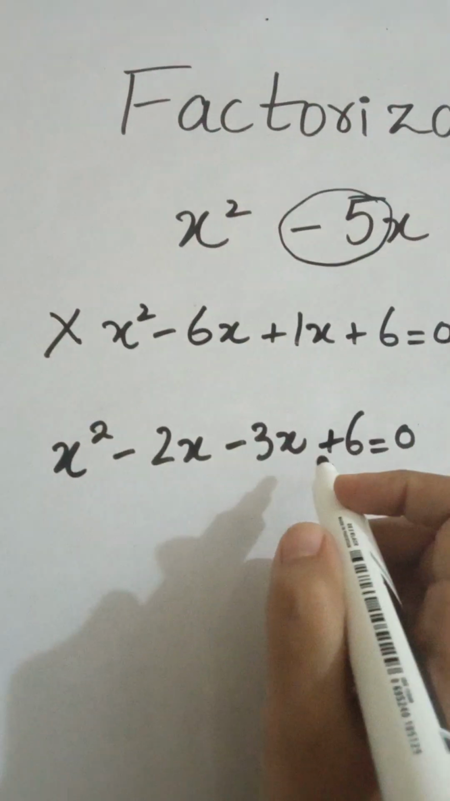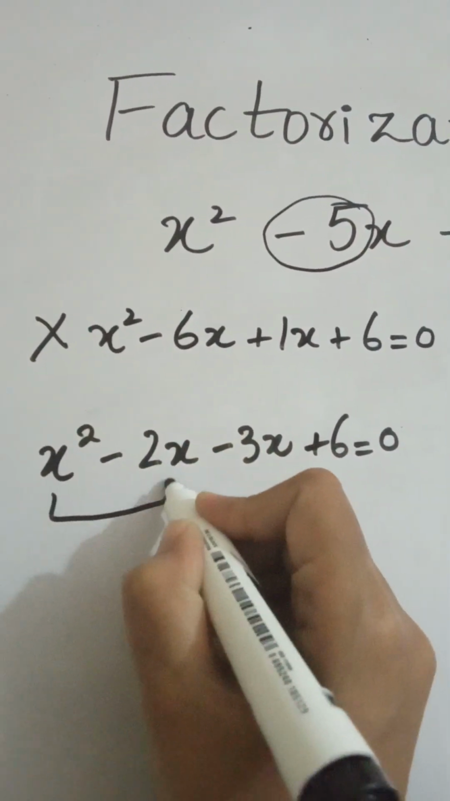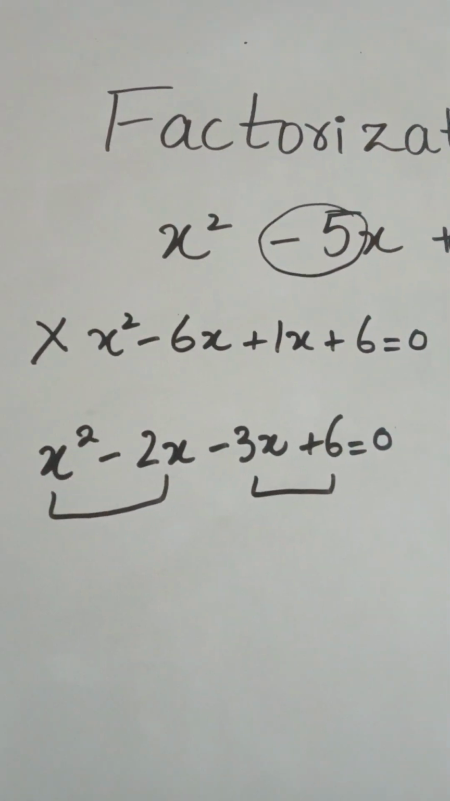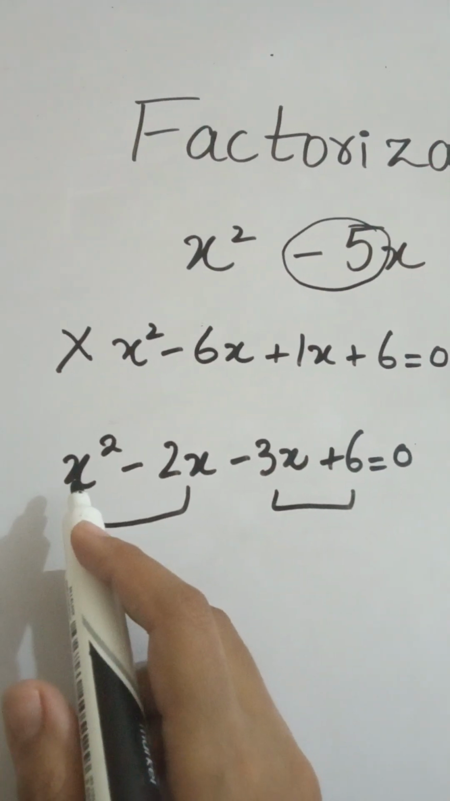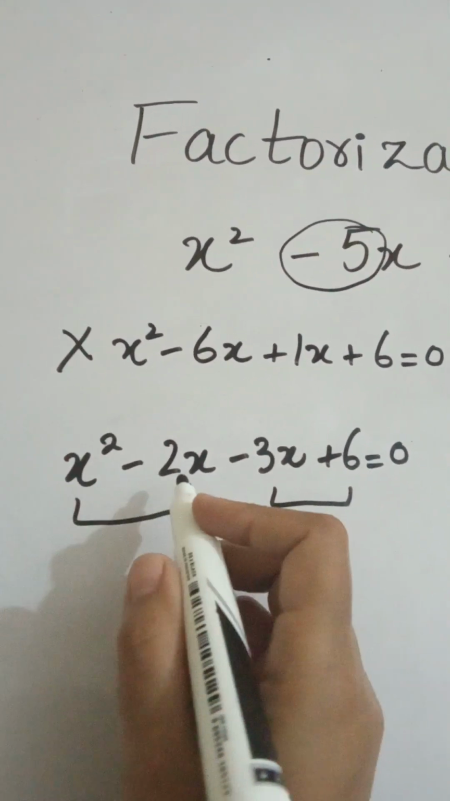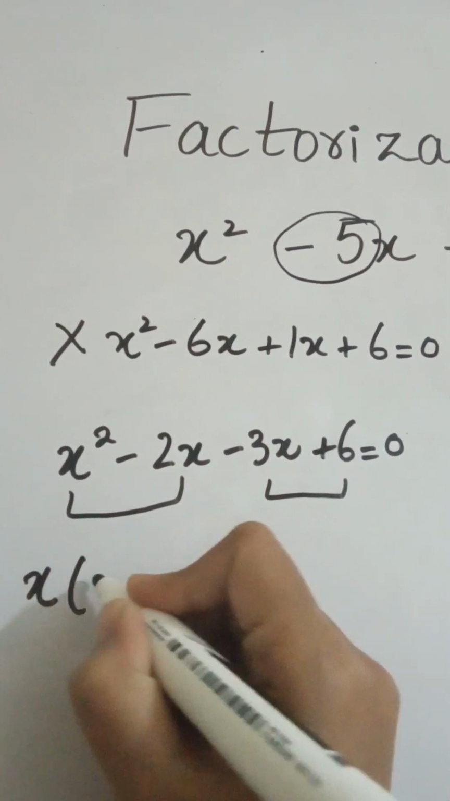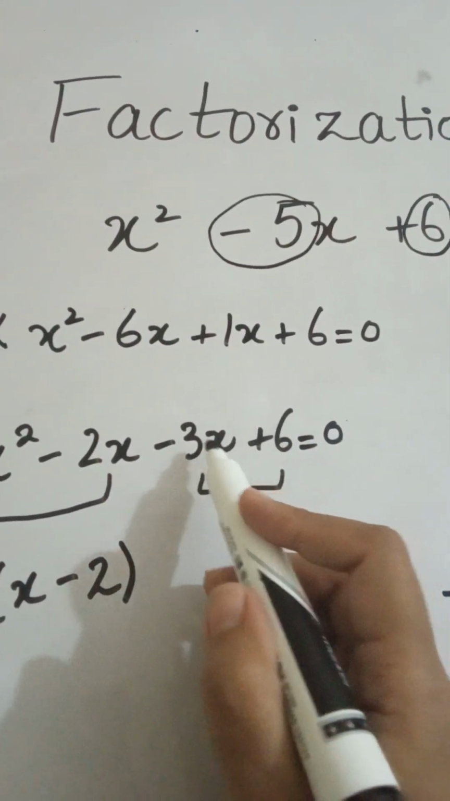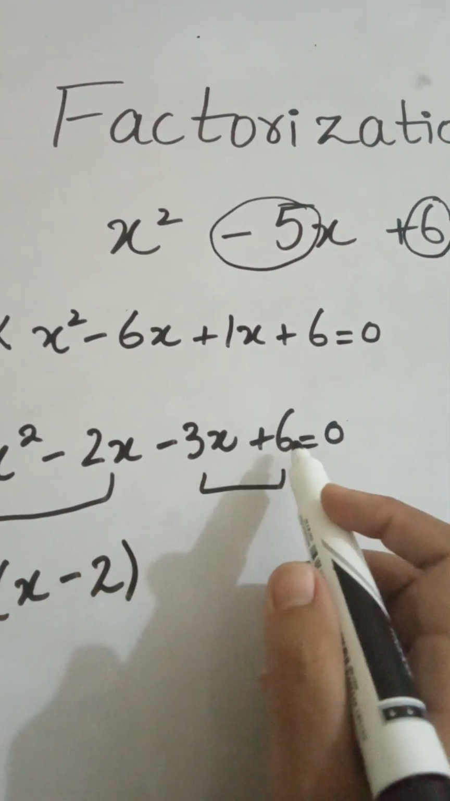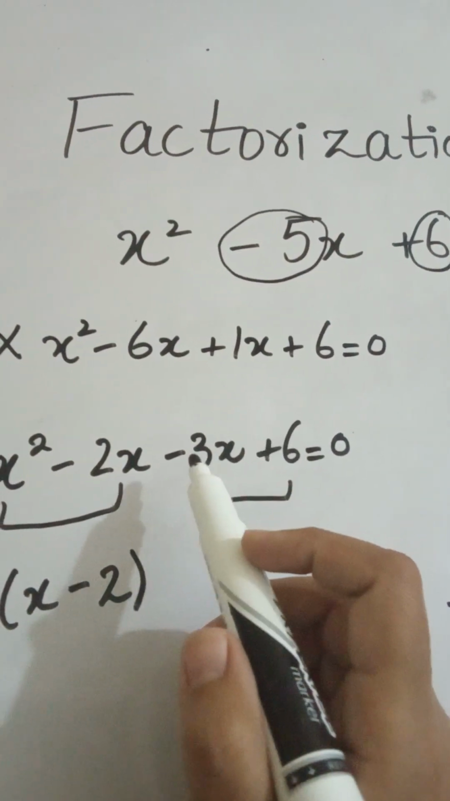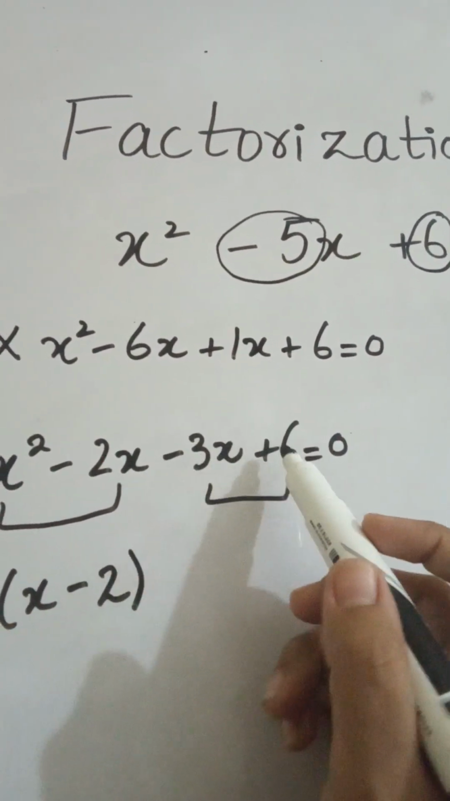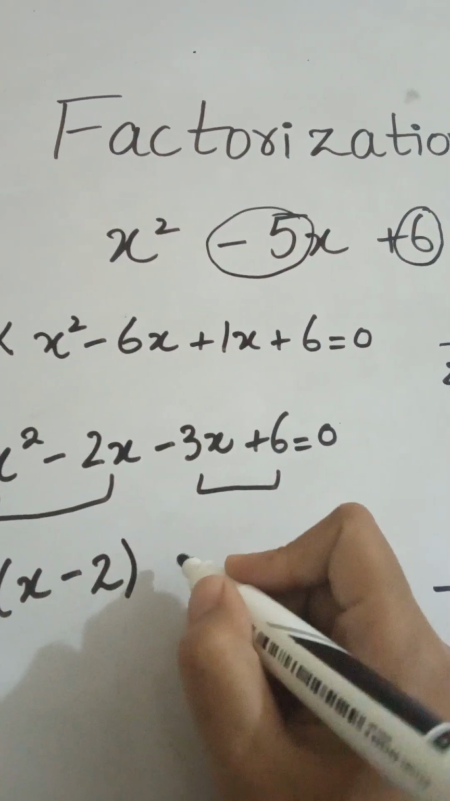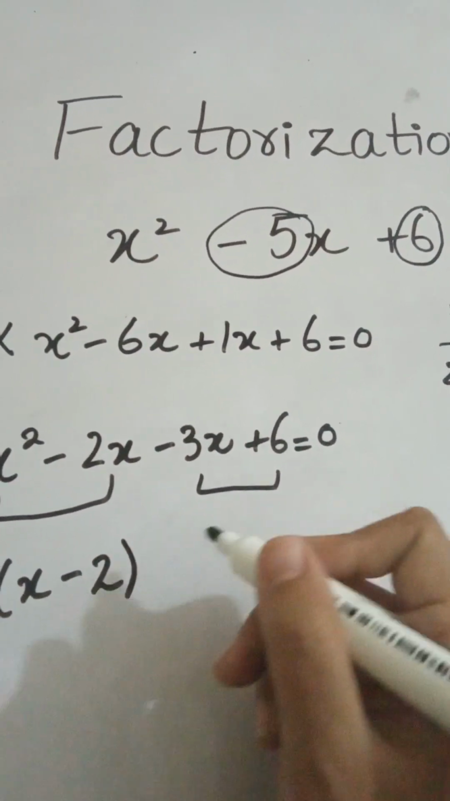Now I have 4 terms in this. So I have to check what is common between these two terms and what is common between the other two terms. It has x square and it has minus 2x. So x is common between them. I can take x common. So it will be x minus 2. Now in the other two terms, it has x, it has 6. So I cannot take x as common. So I will check the number now. The number is 3, and it is 6. 6 is the multiple of 3, so I can take 3 as common. I will take minus 3 as common or plus 3 as common.